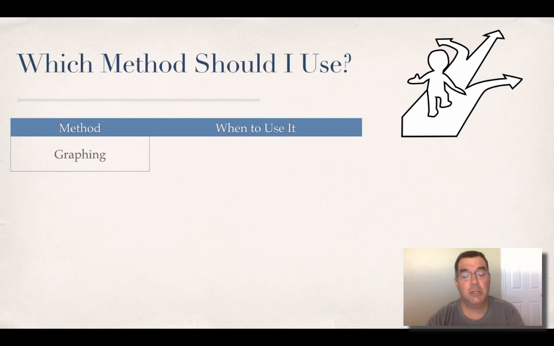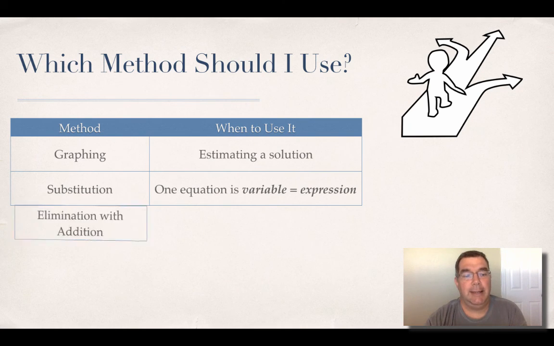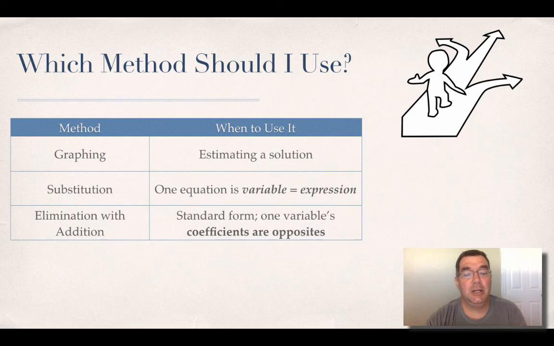So the first method we talked about was graphing. And you want to use that when you want to just kind of approximate where a solution would be. You don't want the exact answer. Sometimes you get the exact answer, but it's not as important in that situation. For substitution, you're going to use that when you have one equation that says y equals something or x equals something.